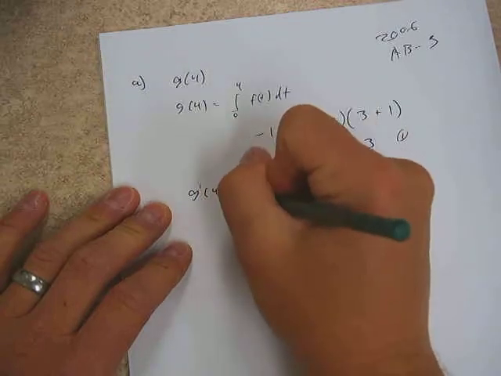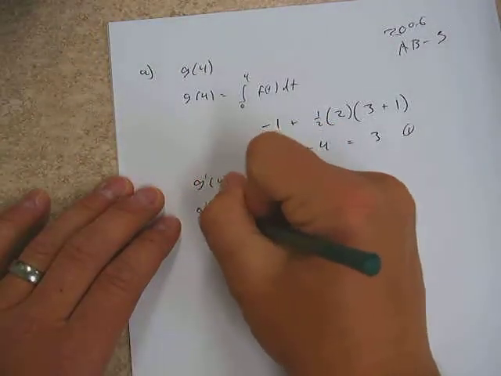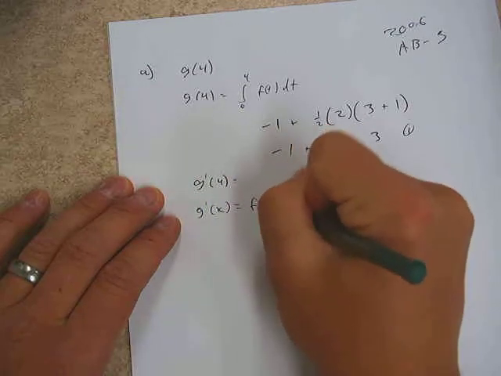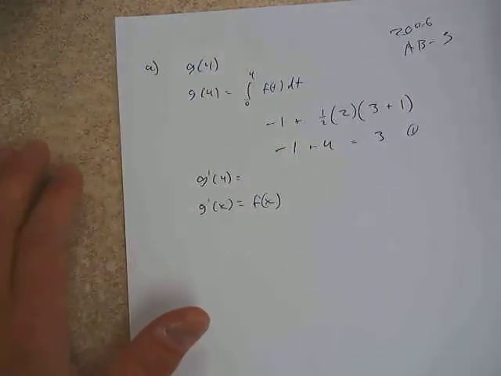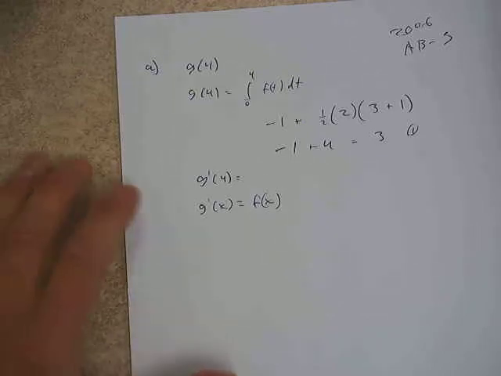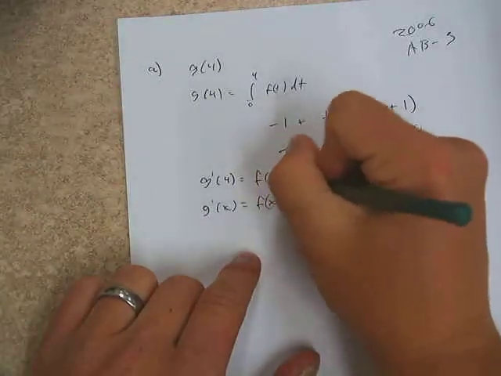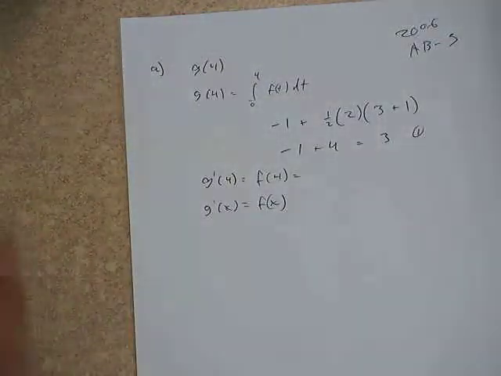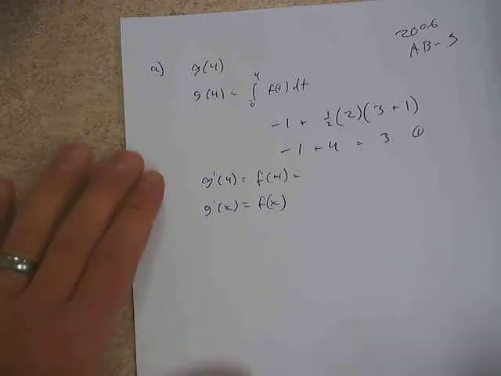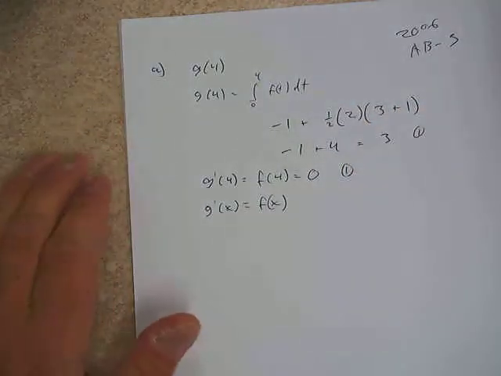The second part we want is the derivative at 4. Remember the derivative of g in general, g prime of x, is just f of x. It's the integrand evaluated at the upper limit. So ultimately we're looking at a picture of the derivative of g here in front of us. We want g prime of 4, which is simply f of 4. So what's the function value for f at 4? It's 0. So 1 point for that.